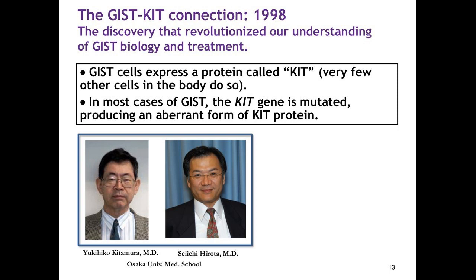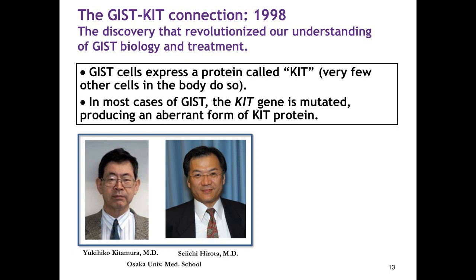Secondly, these Japanese researchers discovered that in most cases of GIST, although KIT is produced, it's actually an abnormal form of the KIT protein resulting from a mutation or a genetic change that has occurred in the gene that encodes KIT, the KIT gene. So I'm going to spend a little while now just exploring and elaborating on what I've just said, to try and make it more transparent and clear.